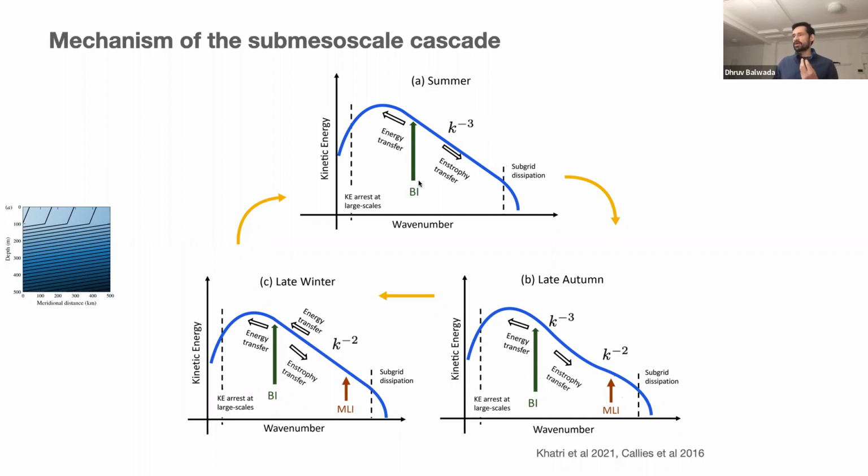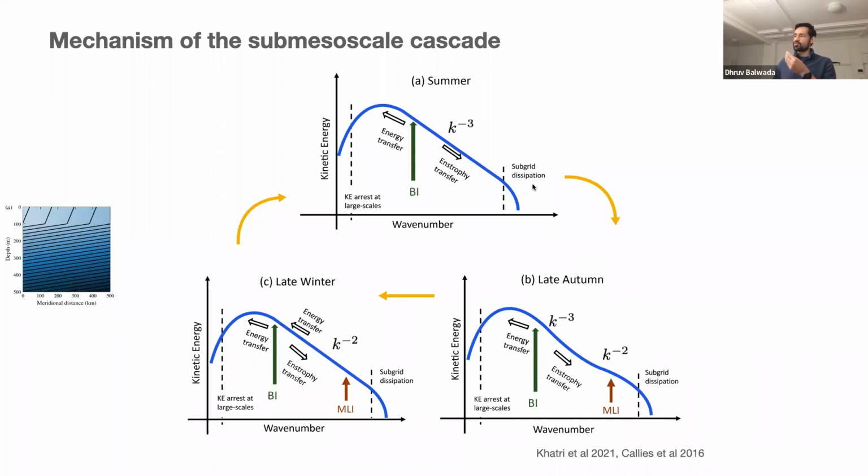What's happening in the summer is that there's this baroclinic instability taking place. Most of the energy gets transferred to larger scales in an inverse cascade, and the enstrophy gets transferred to smaller scales in an enstrophy cascade, and you get a power spectrum of k to the minus 3.